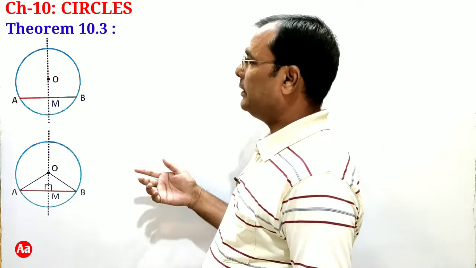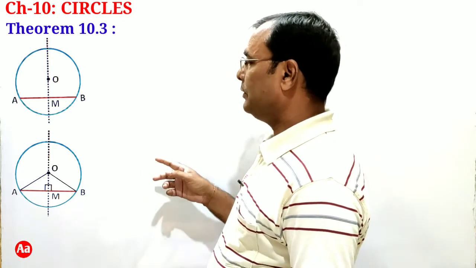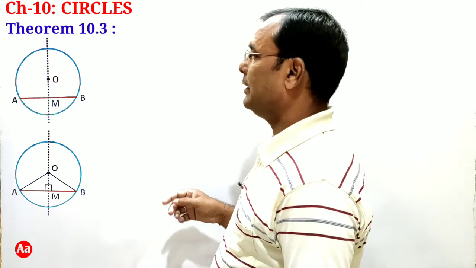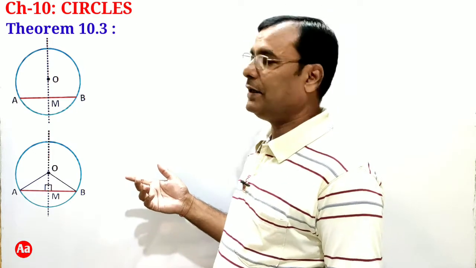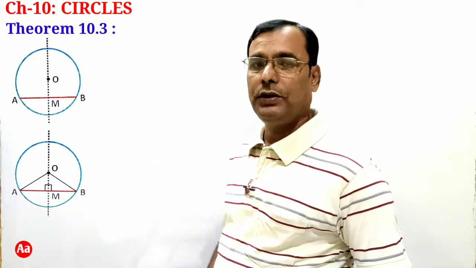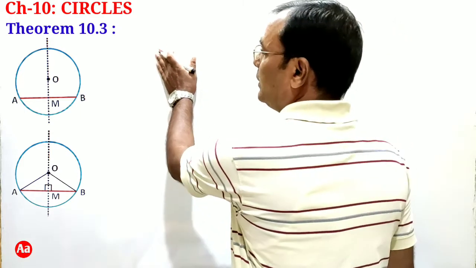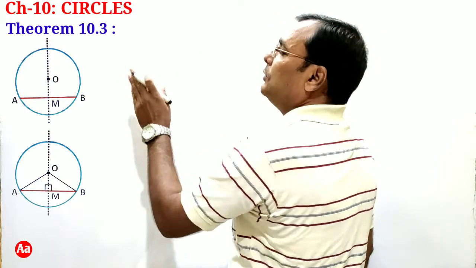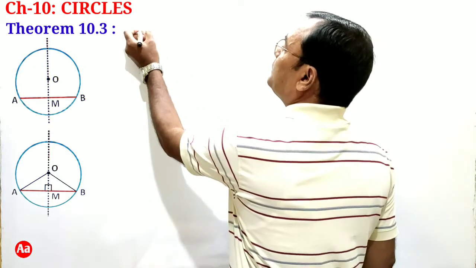To prove AM equal to BM, we are going to prove that triangle OMA and triangle OMB are congruent triangles, and by CPCT AM will become equal to BM. So let us prove. Right, triangle OMA and OMB congruent.